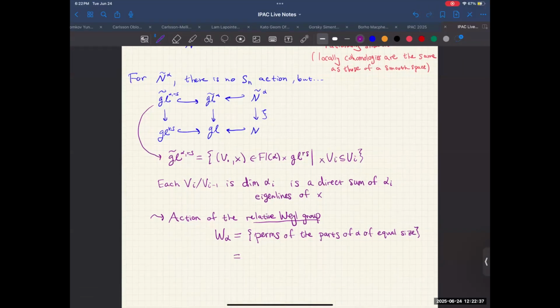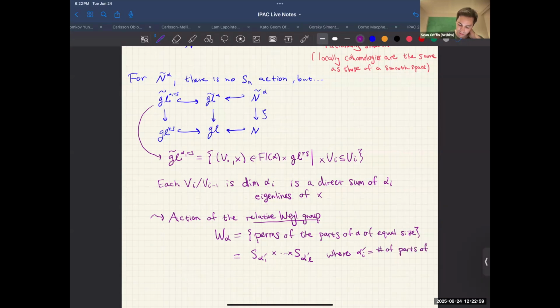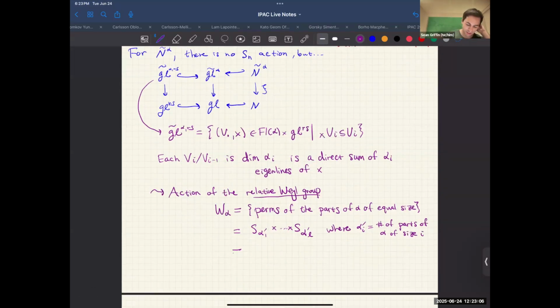Sean, is this then basically a Young subgroup? Maybe conjugate to a Young subgroup? Yes. So let me write that down next. It's a product of symmetric groups, a Young subgroup, where alpha_i' here is the number of parts of size i. Or for the Lie theorists in the audience, this is the normalizer of the Levi modulo the Levi. If alpha has all parts of size one, then the Levi is a torus, and you're doing N(T) mod T, which is the usual Weyl group.